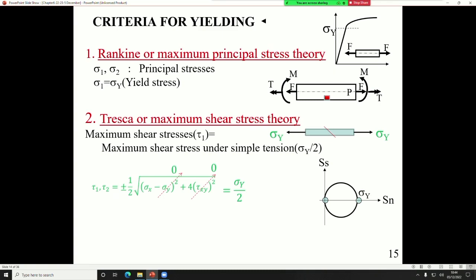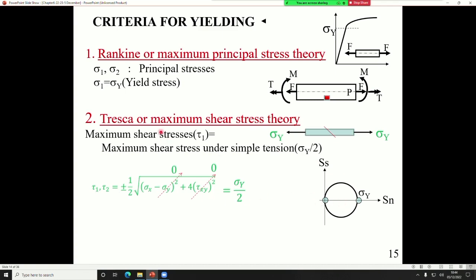So this is the Mohr diagram for the simple tensile test, a simple tension. Now look at this diagram. We have the maximum and minimum shear stresses at these two locations, and you agree that this is a circle. These two must be plus minus sigma Y over 2. So I showed you the maximum shear stress in simple tension is half the yield stress, either analytically or using Mohr's diagram.